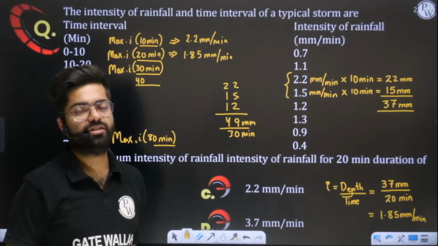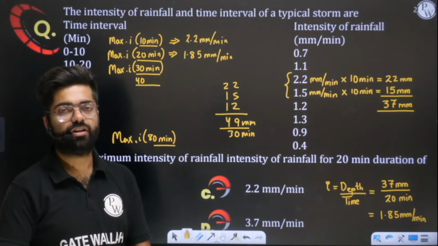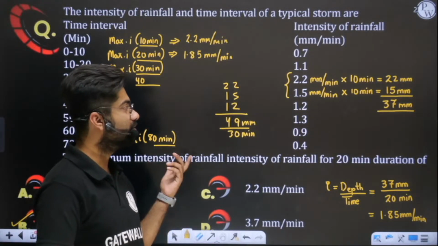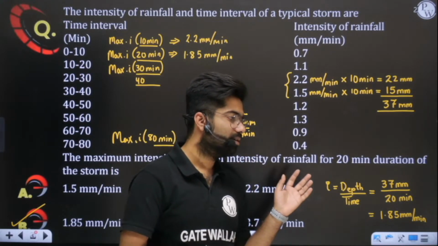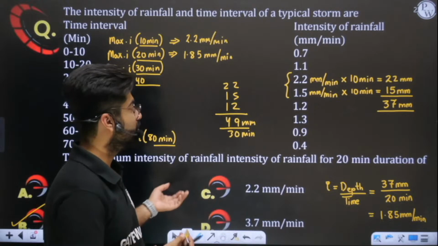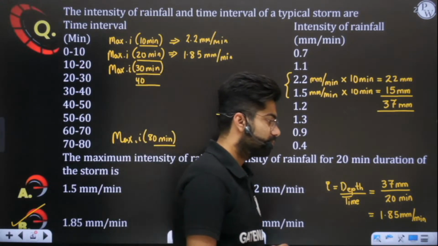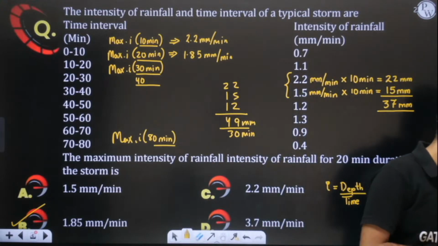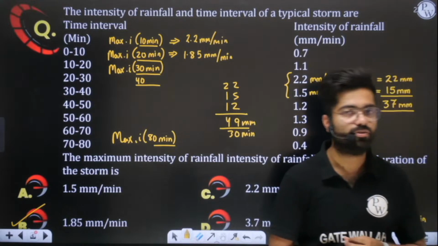Why are you not telling the answer? See, all these questions are important for you. Try to make groups, try to solve, give me the answer. Is this thing tough? I have asked maximum intensity for 30-minute duration. You are not able to find it out. How come? Is this thing clear or not? Tell me, is the 30-minute duration thing clear or not?